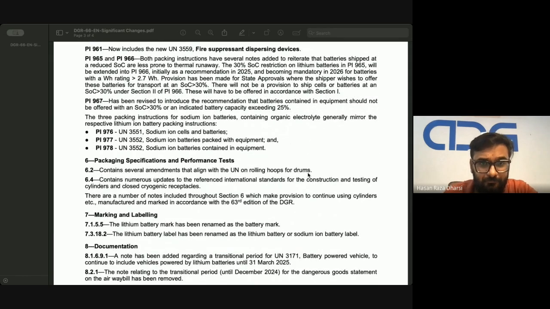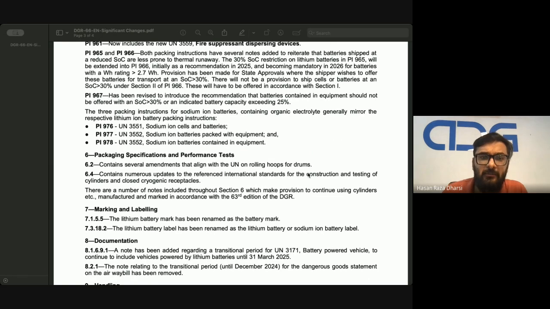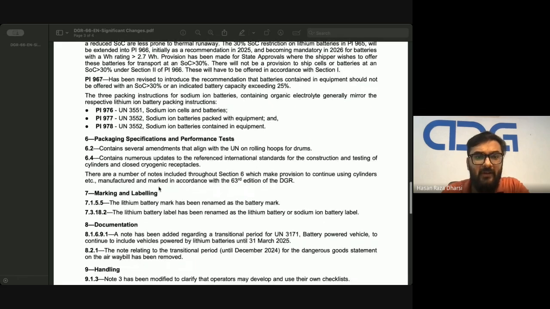Moving forward, packaging specification and performance tests. Section 6 contains several amendments that align with the UN recommendations, or rolling hoops for drums. 6.4 contains numerous updates to the reference international standards for the construction and testing of cylinders and closed cryogenic receptacles. There are a number of notes included throughout section 6 which make provision to continue using cylinders, etc., manufactured and marked in accordance with the 63rd edition of DGR.